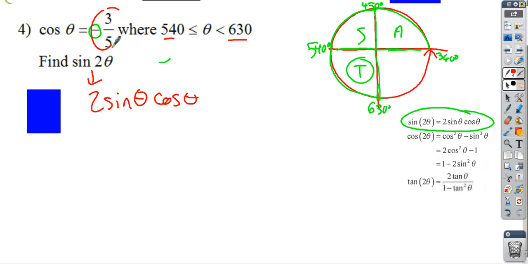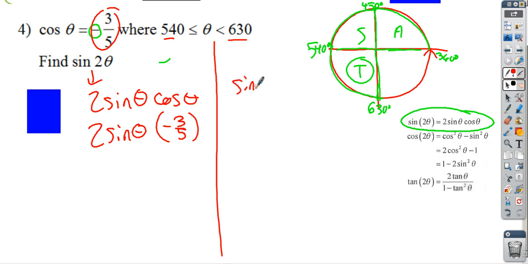We know cosine because they told us right here, so let's plug that in. Cosine is equal to negative 3 over 5. We don't know sine, but we can find it by using this identity right here. And that's usually what you have to do. They're going to give you just one of them. So you use this identity to find the one you don't know.